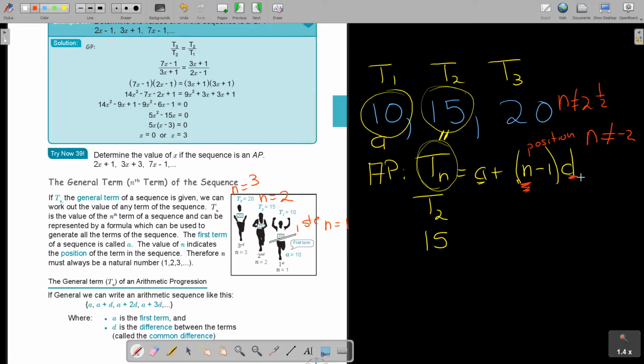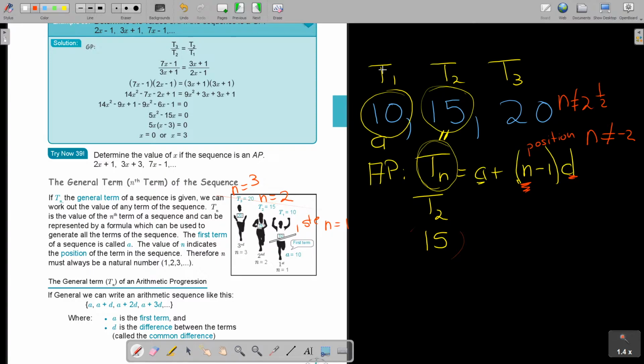And then d, as I said to you, that was the constant difference, and in GPs it will be the constant ratio. So just remember this picture: Tn, the number, is the number in front or at the back, a is the first term, n is your position in the race, and d is that constant, which in this case will be 5. So if you take the front and you subtract the back.